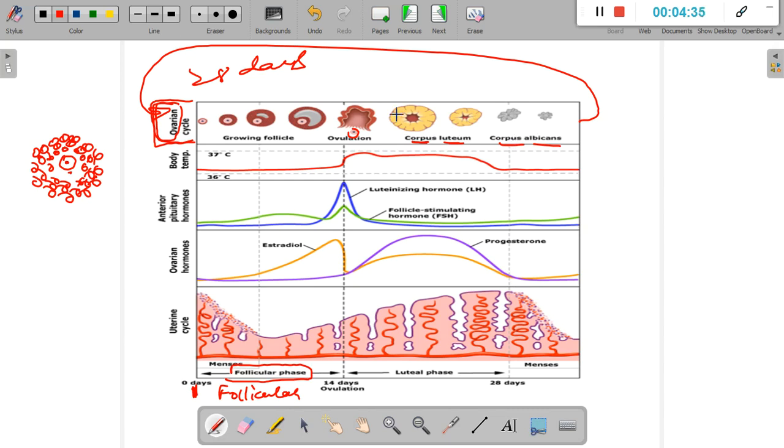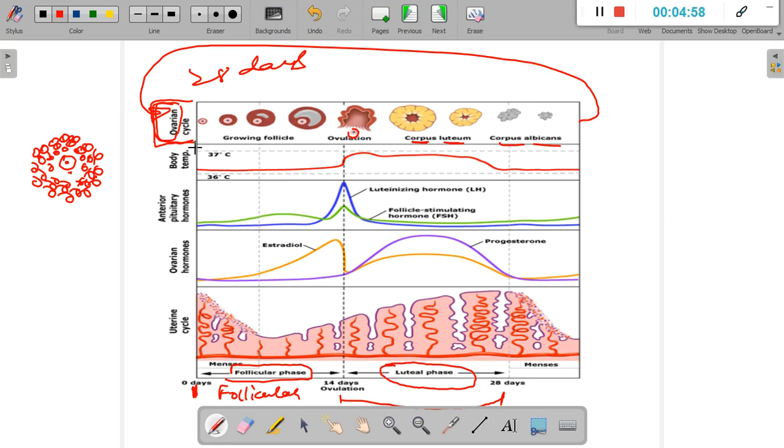So the remaining 14 days, the 14 to 28 day period, is another 14 days. This phase in the ovary, when there are no more follicular cells being formed, rather corpus luteum has been formed, then this particular 14-day period is called the luteal phase. And we will see what happens during this luteal phase.